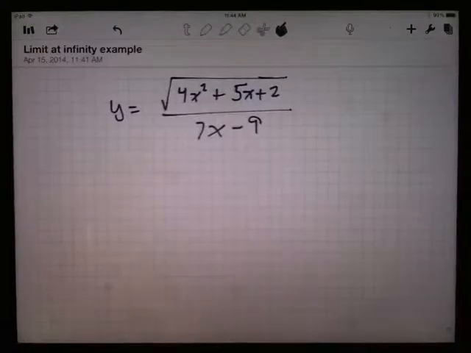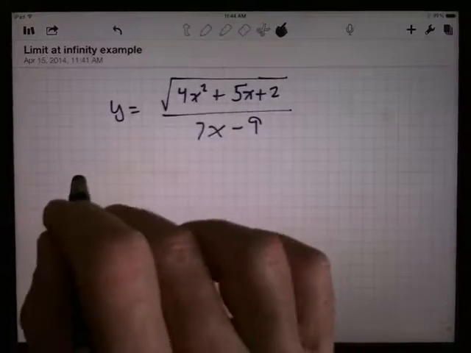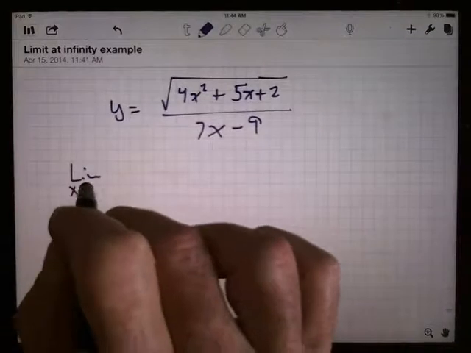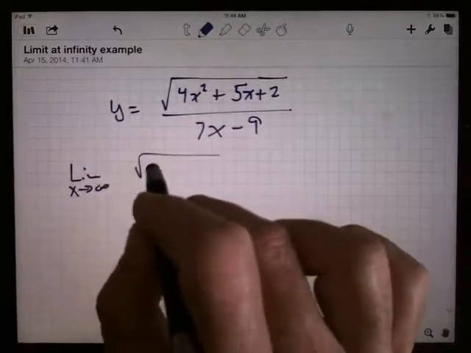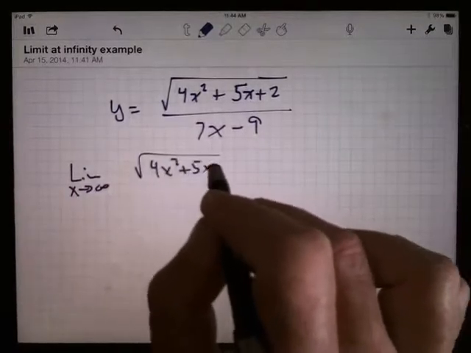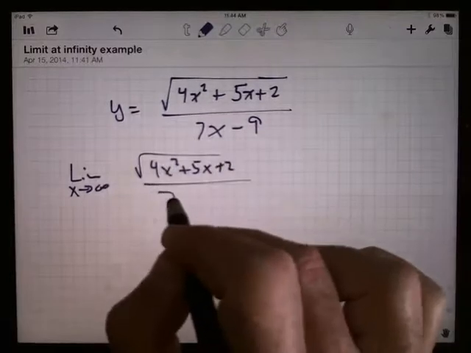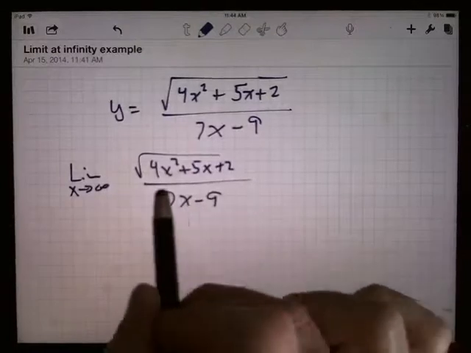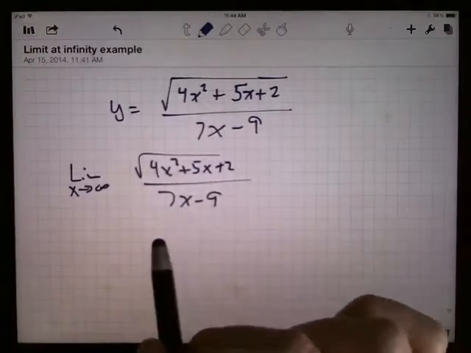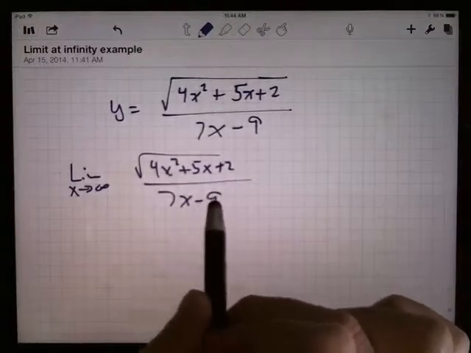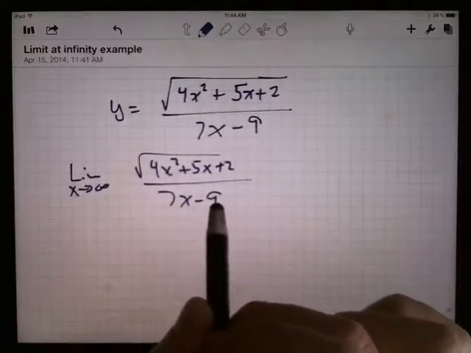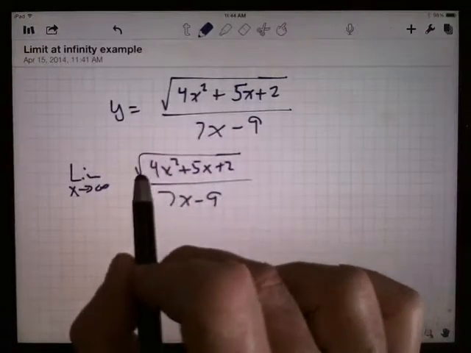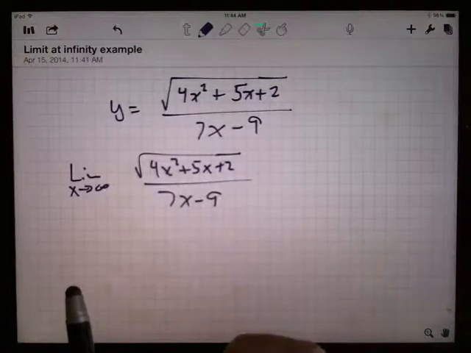Personally, I look at this and say, let's start first of all with the limit as x goes to infinity. Let's say what we're actually doing here. The limit as x goes to infinity of the square root of 4x squared plus 5x plus 2 divided by 7x minus 9. As x is getting really big, I'm looking at this denominator and saying 7 times really big minus 9. Very quickly that minus 9 will become irrelevant. Likewise up here, the 2 will become irrelevant. The 5x will become irrelevant. The only thing that really matters here is the 4x squared.